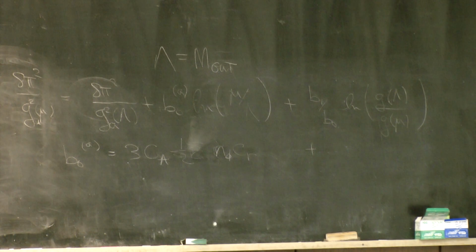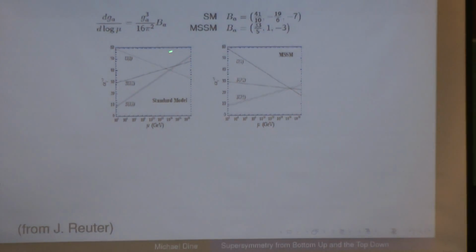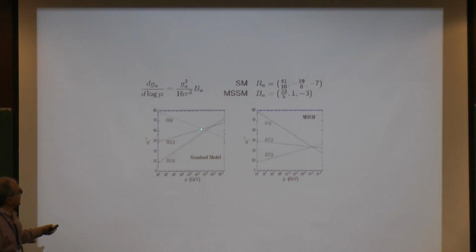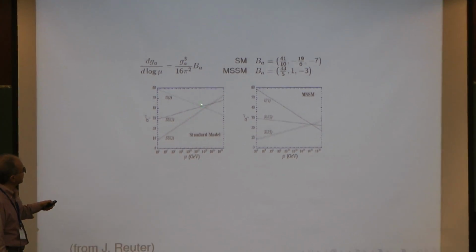So if you like, you can view this as a prediction of both a scale and a coupling constant. And if you do this in just the standard model, without supersymmetry, you find that the couplings don't meet. The width of the lines here indicates the known errors in the couplings, and so things don't meet within the errors, not even close.